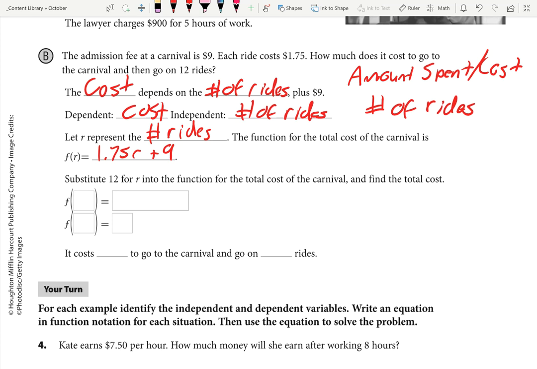So now, if I want to find out how much it'll cost to go on 12 rides, I'm evaluating f of 12.